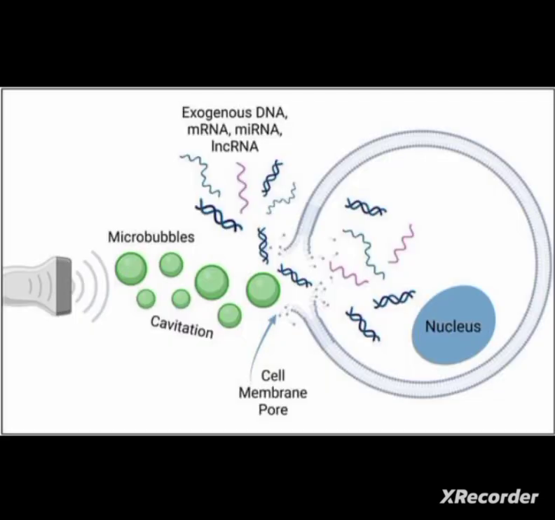Next, sonoporation. Sonoporation means making pores by using ultrasound. Ultrasound waves produce small pores in cells, which leads to diffusion of the gene into the cell. Firstly, we place the gene in front of the cells and apply ultrasound waves, and due to these waves small openings in the cells are produced. Through these pores the DNA enters the cell. That is known as sonoporation.